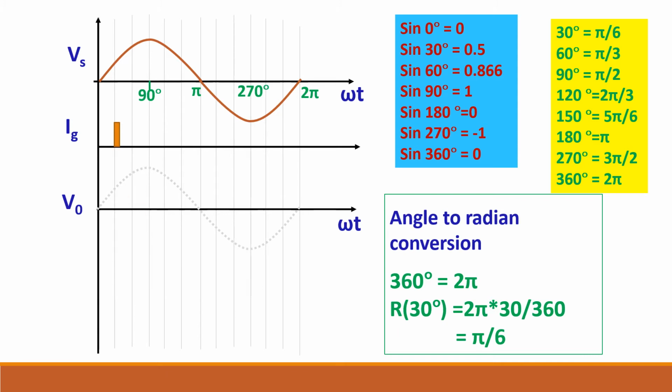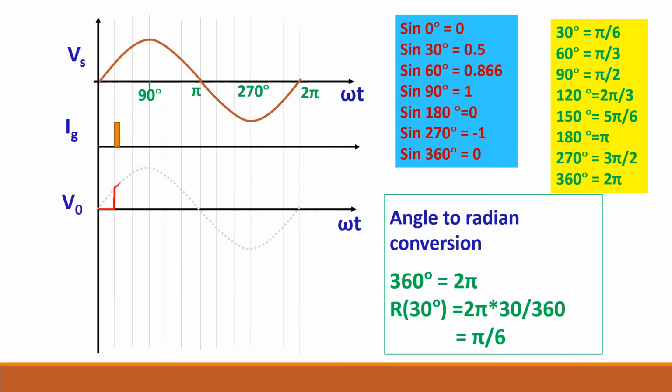So let me take the pen. Now I am giving the gate pulse here at 30 degree. So till that, the SCR will not conduct, so output voltage is 0. Now it starts to conduct. But what will be the waveform? Once it starts conducting, its waveform will be equal to the supply voltage.